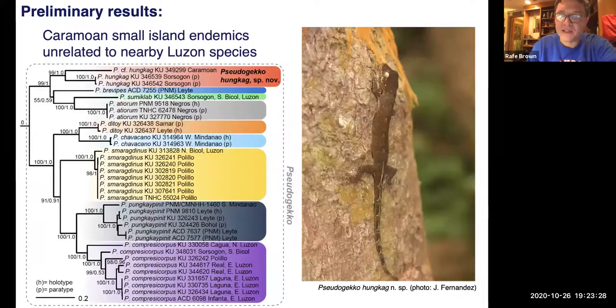And setting up that hypothesis testing framework allowed us to do a lot of comparative biogeography and find species like the Caramoan's own Pseudogekko, a species that was just described, and its closest relatives are from Negros, from the central part of the archipelago, and from Leyte Island in the southern part of the archipelago. So this is the first photograph of the species that was taken by my collaborator, Jason Fernandez, 5 or 6 years ago, and that's a Caramoan and southern Sorsogon Luzon endemic.